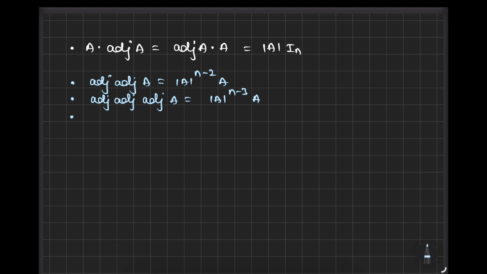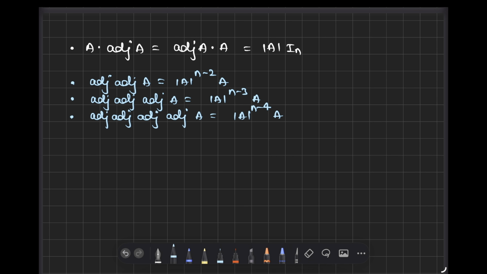Okay. Suppose there are 4 things. Adjoint adjoint adjoint adjoint A. So what you will be writing? Determinant of A power n minus 4 and then A again. Okay. So if there are 5 things, you know how to handle. And also this is a matrix, this is not a determinant, that's why at the end you are getting a matrix, because you are multiplying a number with a matrix, correct? So I hope this property is also clear.